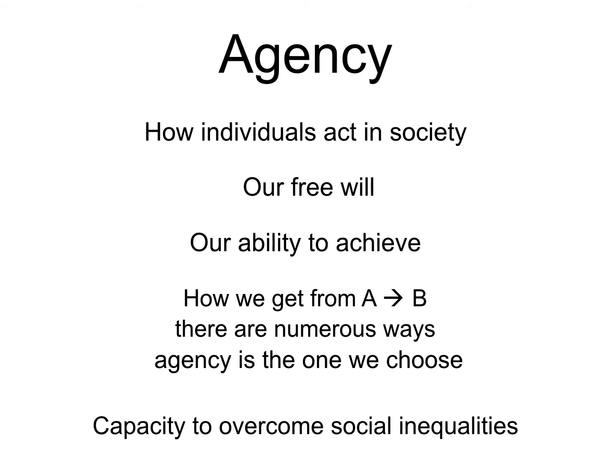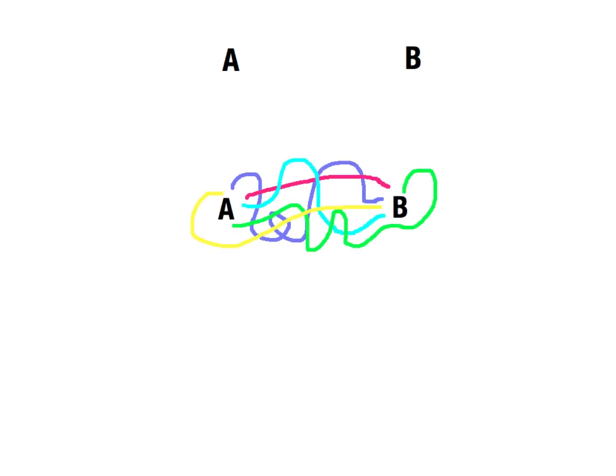And then finally, it's our capacity to overcome social inequalities. We can try and try and try, and oftentimes people succeed, but not always. And we're going to talk about that. I just mentioned from A to B, so you can see here it is. And sometimes people take all of these different paths, right?